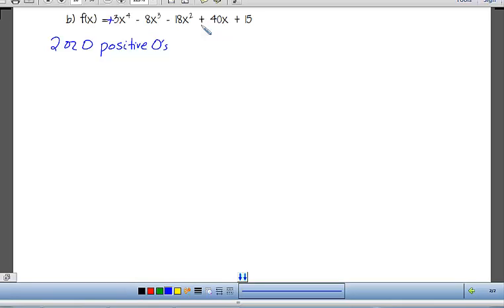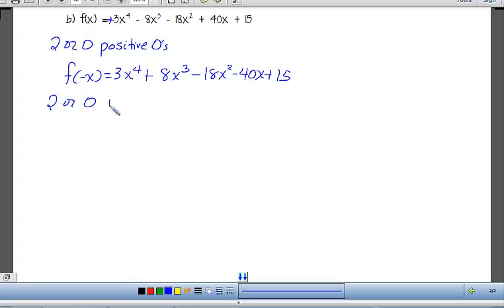As far as the negative ones, f of negative x equals 3x to the 4th plus 8x cubed minus 18x squared minus 40x plus 15. Okay, so how many changes here? Okay, 2 or 0. So 2 or 0 negative zeros.